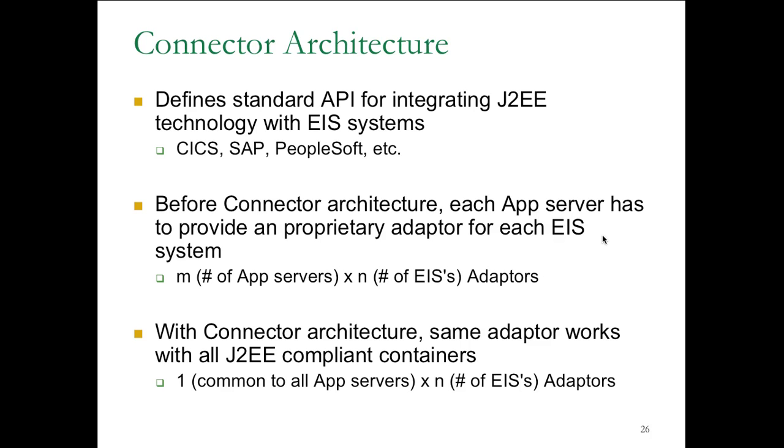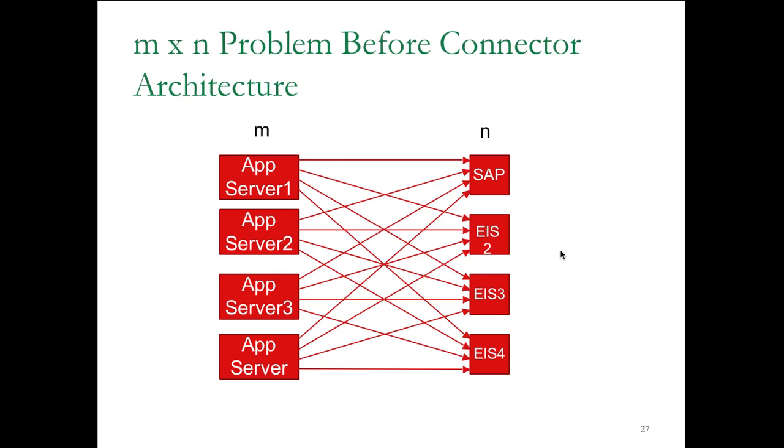So the EE aimed at simplifying the connector technology to make it more standard, more cross-connector compatible, and took the responsibility for the connector away from the EIS provider, making a more shared environment with the Java engine. So with connector architecture, the same adapter works with all of the Java 2 EE component containers. So one connector works with everything.